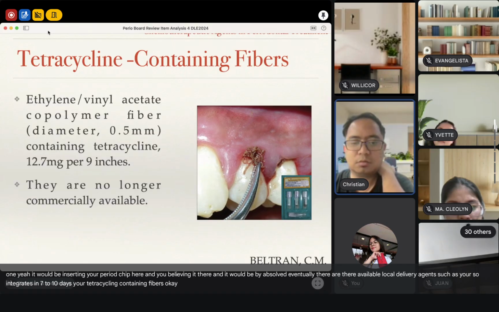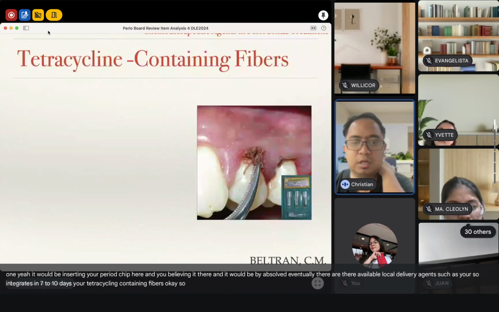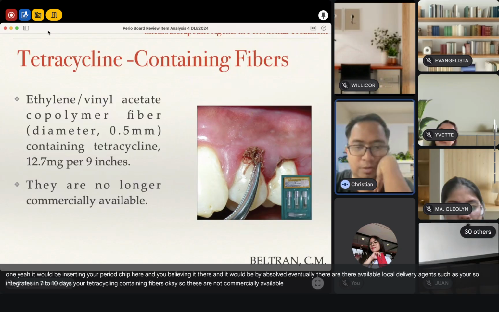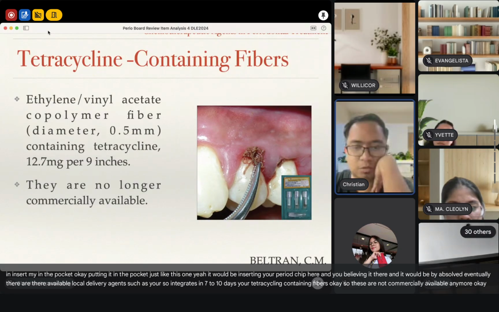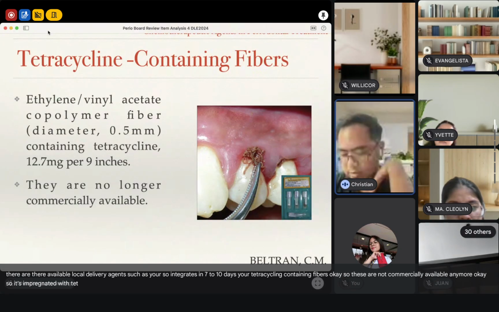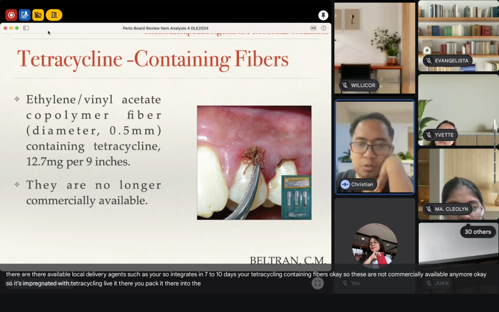Okay? So these are not commercially available anymore. Okay? So it's impregnated with tetracycline. You leave it there. You pack it there into the sulcus.